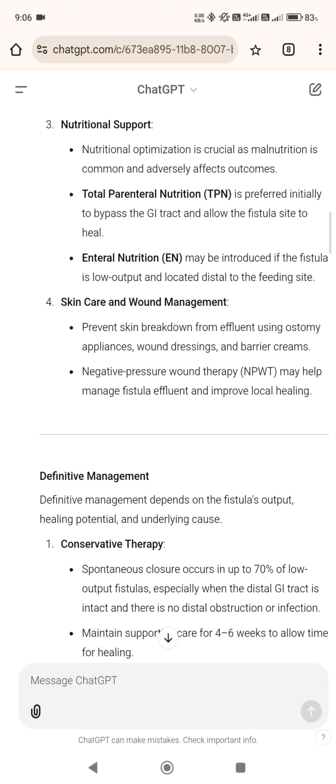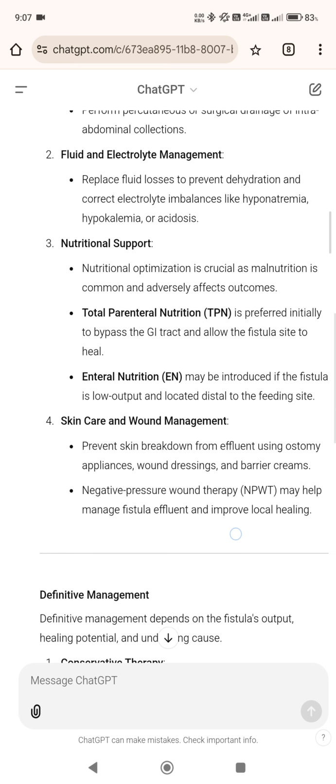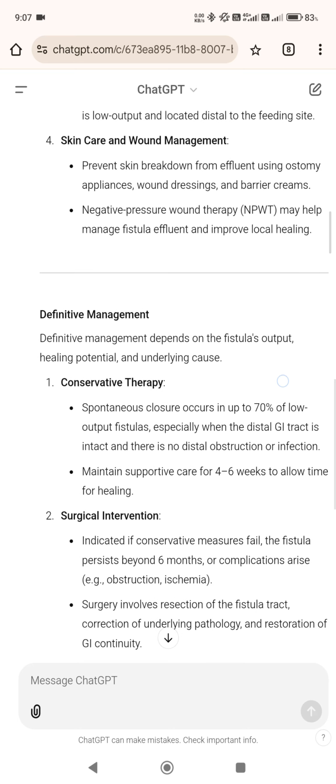4. Skin care and wound management. Prevent skin breakdown from effluent using ostomy appliances, wound dressings, and barrier creams. Negative pressure wound therapy, NPWT, may help manage fistula effluent and improve local healing.